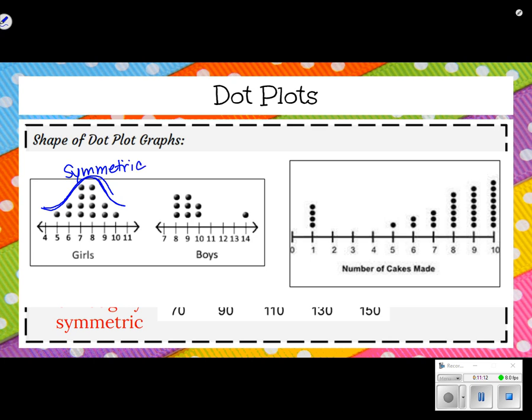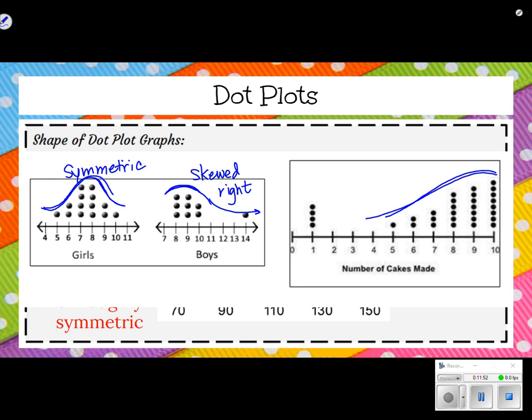Okay, this one has more here, and then it's got its tail going this way. So we would say that this is skewed to the right, because the tail points to the right. Most of the data is on the left. The tail is dragging to the right. It's skewed right.